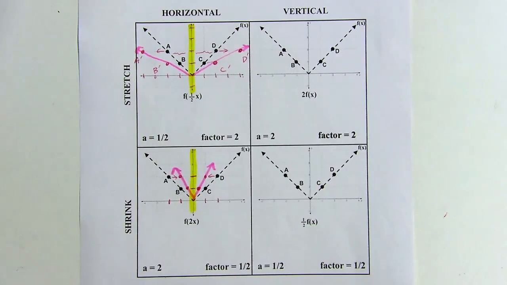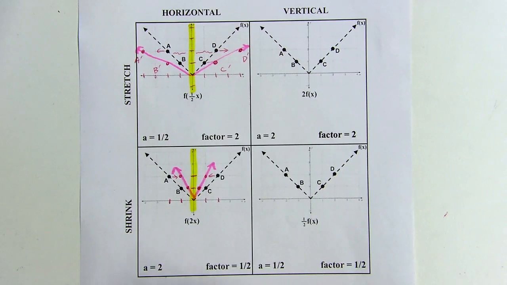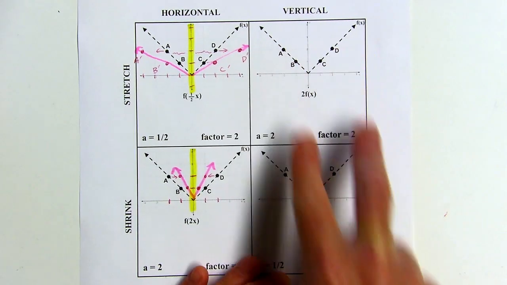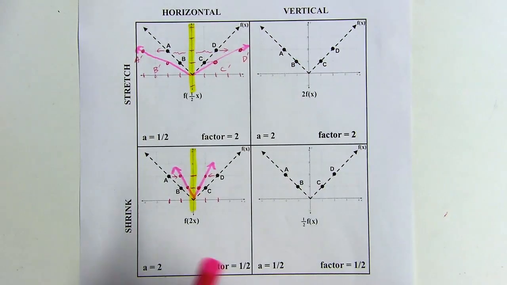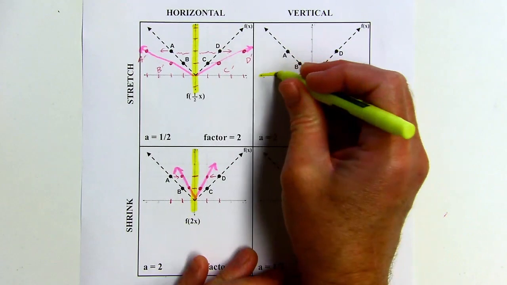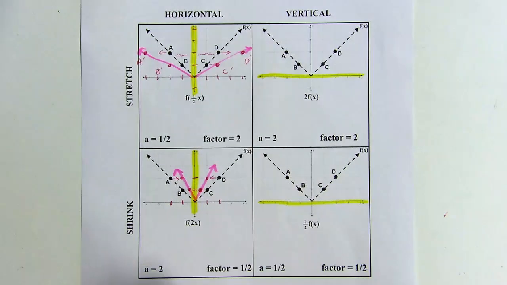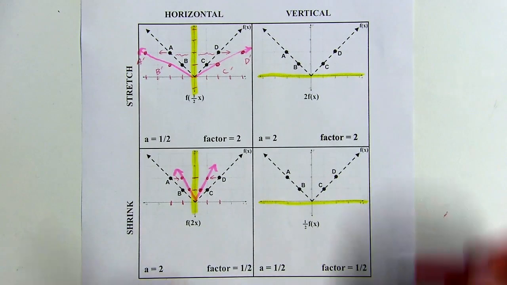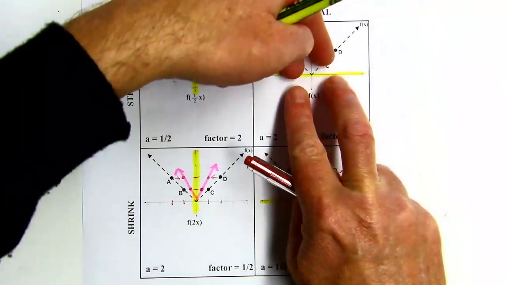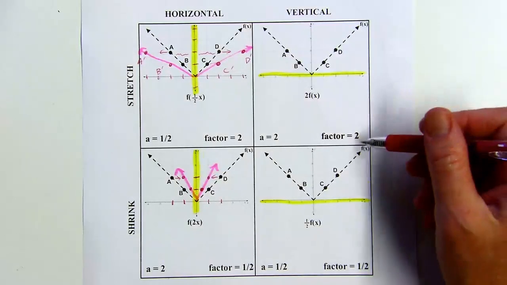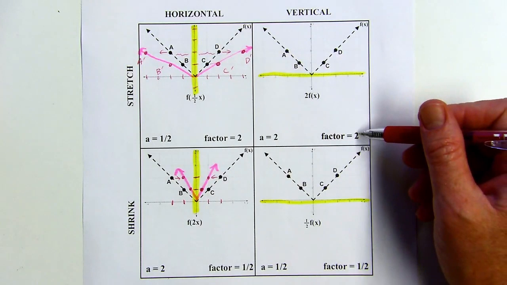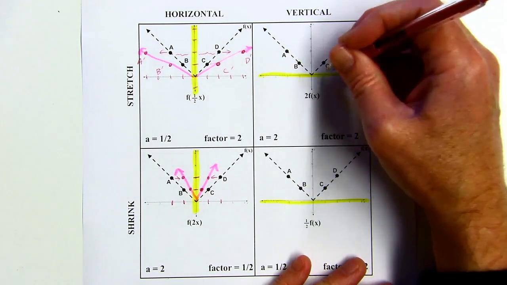Okay, all right, let's look at the vertical ones. On the vertical ones, that means my points are going to move either up or down, which means they're going to be moving towards the x-axis or away from the x-axis. So I'm just highlighting the axis that they're moving in relation to. Okay, so a vertical stretch, so that means these are going to move up and away. So my factor here is going to be 2. That means I'm going to double the height of these points.